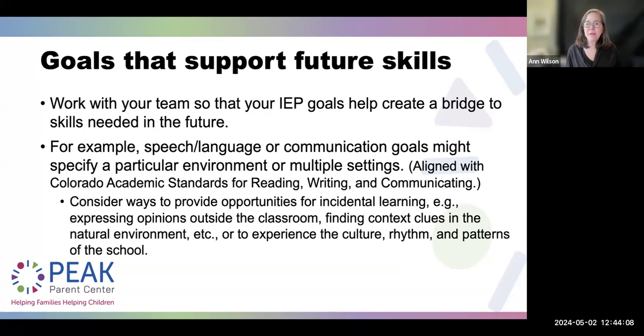For example, speech, language, or communication goals will often do this. They might specify a particular environment or multiple settings. These kind of goals would be aligned with the Colorado academic standards for reading, writing, and communicating. So think about, is there a way to provide opportunities for incidental learning? Maybe you might have a language goal that involves expressing opinions outside the classroom or finding context clues in the natural environment. So ways to sort of get your goal a little more focused to align with your future goals. Maybe to experience the culture, rhythm, and patterns of the school if they're not getting that opportunity.